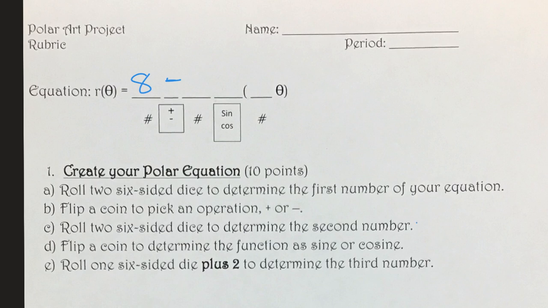I take 2 more dice. This is step number 3. I roll them. 1 plus 1 is 2. Not very good, but okay, 2. Now I have a coin, sine or cosine. Heads is sine. It's cosine, so I have a cosine here. Then I take 1 die and roll it. I get a 4. I add 2 to my 4, making it a 6. So that's my random equation.